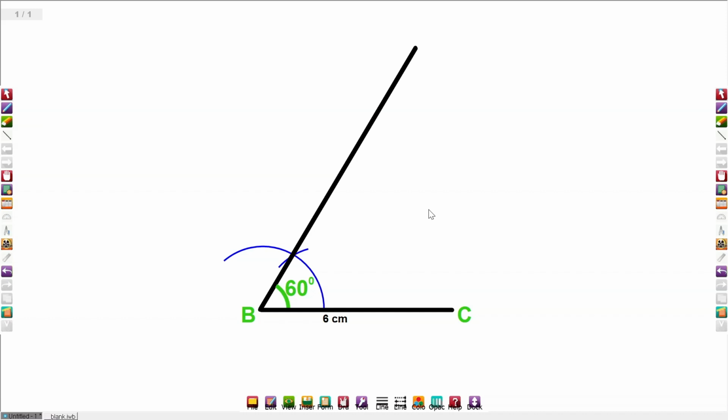60 degrees. Next, we want to draw angle C that measures 75 degrees. We take a compass, locate the center of the compass at the point C and draw a circular arc that just touches BC. Locate the center of the compass at the intersection point. Do not change the radius, draw a second circular arc.